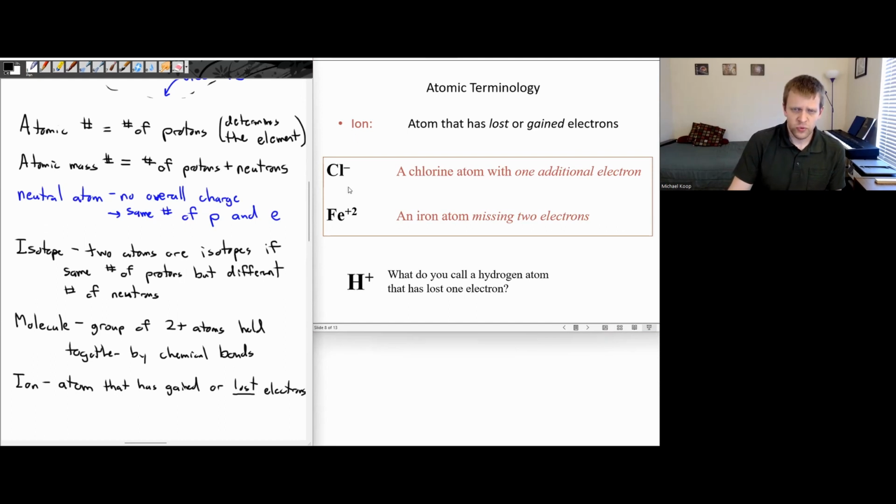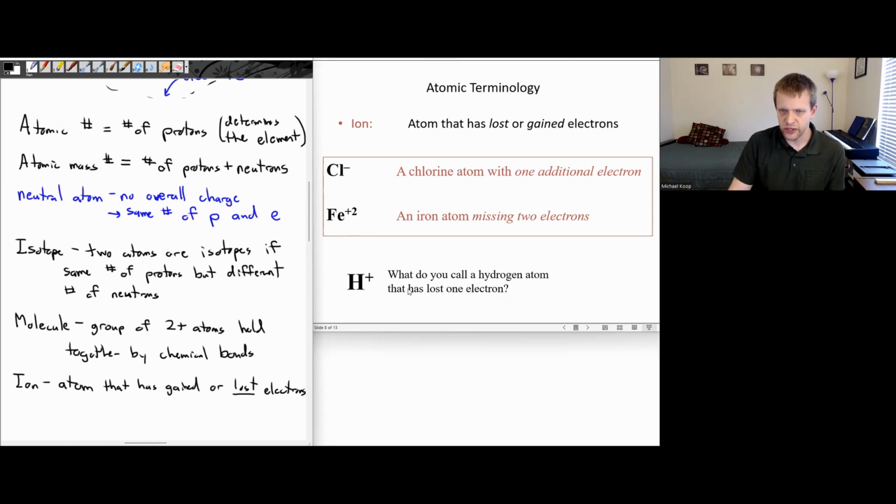Now, we remember that electrons are negatively charged. So if I add on electrons, the overall atom will gain more negative charge. If I remove electrons, I keep the same number of positively charged protons, but I'm removing some of those negatively charged electrons, then we're going to have an excess of positively charged particles, which means that we're going to have an excess of positive charge.